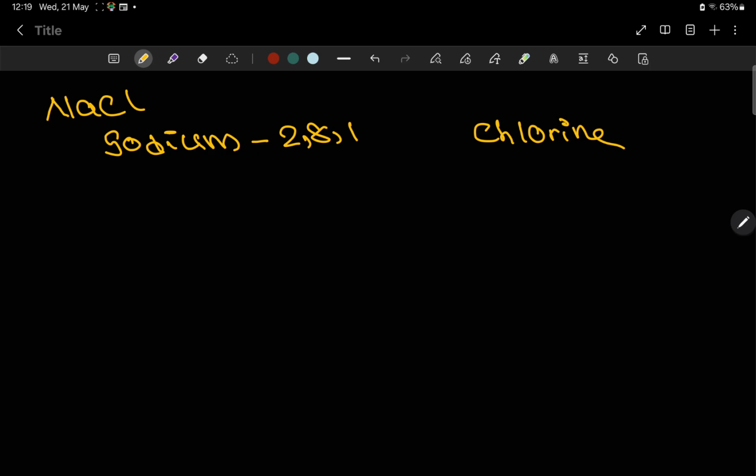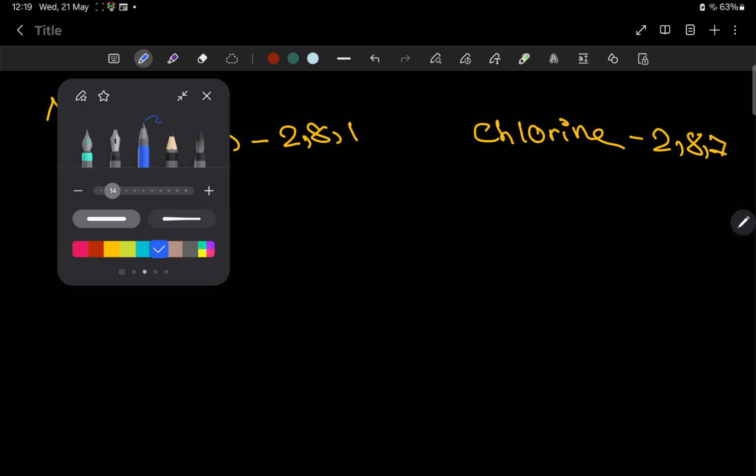NaCl, common salt. It has two elements, sodium and chlorine. The electronic configuration of sodium is 2, 8, 1 and the electronic configuration of chlorine is 2, 8, 7. Let's draw them.